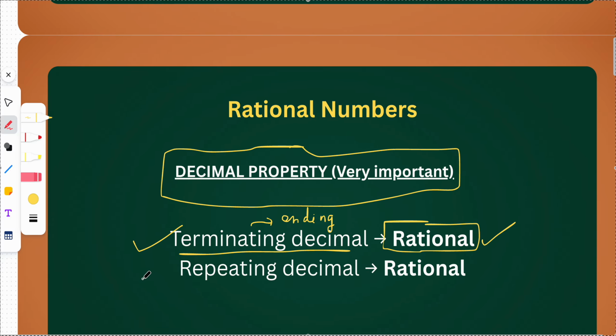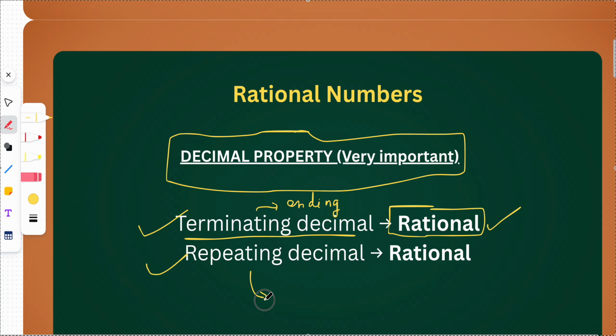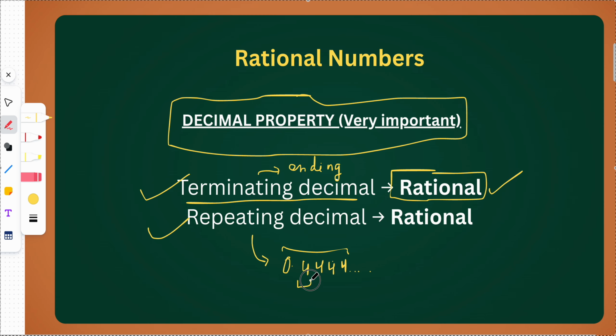Similarly, if a decimal expansion is a repeating decimal, for example 0.4444, here you can see that the number 4 is repeated multiple times, so this number is a repeating decimal. And we have seen that if a number is a repeating decimal, then it is a rational number.